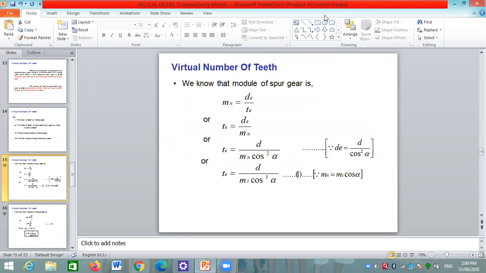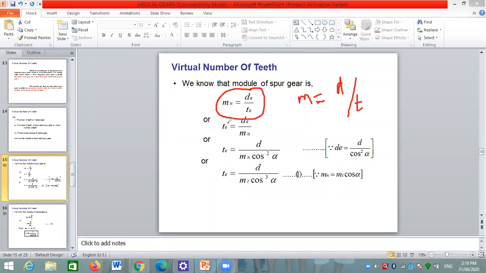When we discuss some terminology of the helical gear, the normal module, or the formula for module, is equal to diameter upon number of teeth. M is equal to D upon number of teeth. Here for a normal module, Mn is equal to D equivalent upon TE. D equivalent is the equivalent diameter of the pitch circle, and TE is the equivalent number of teeth.